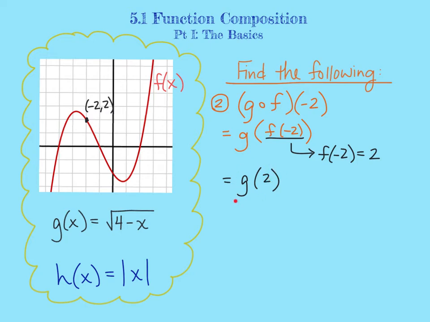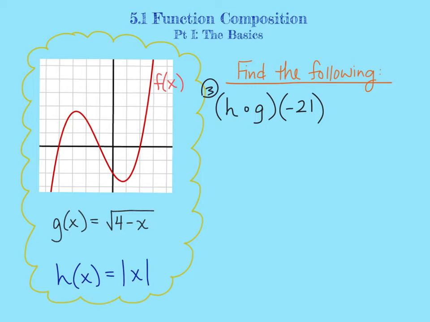Now we're working on the outside part. We worked our way from the inside out. g of 2, that means we're going to plug 2 into the g of x function. So this equals the square root of 4 minus 2, so it equals the square root of 2. We could find the decimal approximation, but this is sufficient.